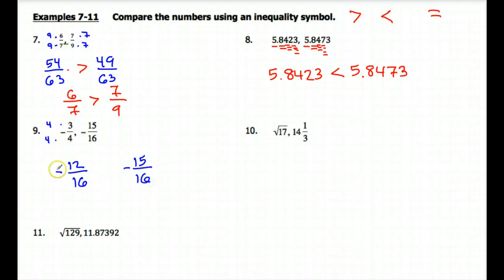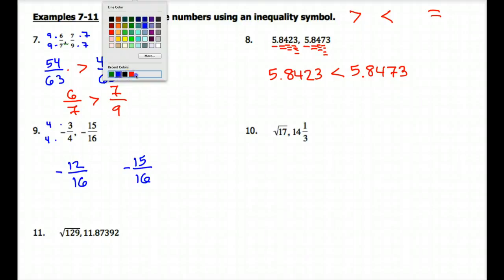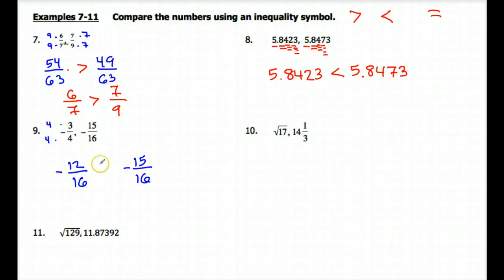The one thing you have to be careful of for this is these are negative fractions, and so negatives again work the opposite way of positives when you're comparing. So in this case we have a negative 12 and a negative 15. Negative 12 is actually larger than negative 15, again because we're in negative land. So that means that negative 12 over 16 is actually greater than negative 15 over 16. So my answer is going to be, this was originally negative 3/4. Negative 3/4 is greater than negative 15/16.